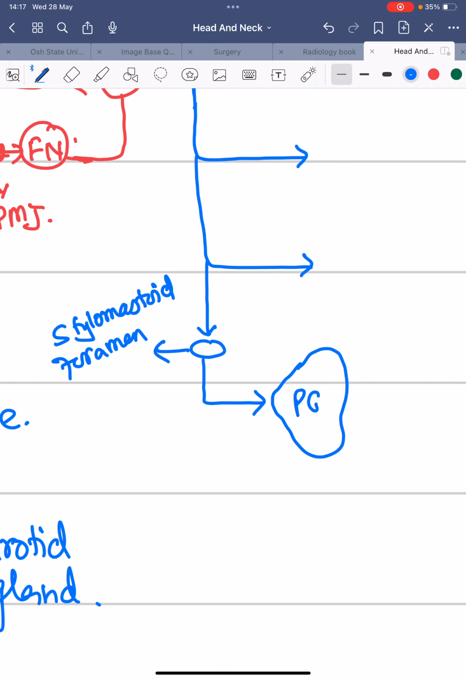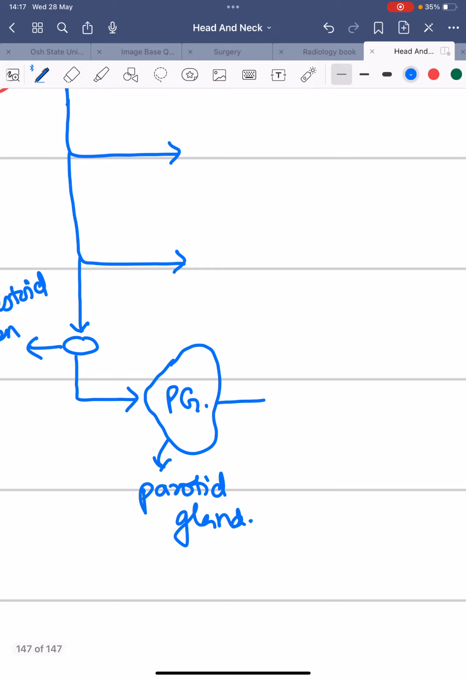This is your parotid gland. So this is your which gland? Parotid gland. So it is not innervating the parotid gland. Please remember it forever: the parotid gland is not innervated by the facial nerve. Please remember, the facial nerve passes forward through the parotid gland and then it gives 5 branches.